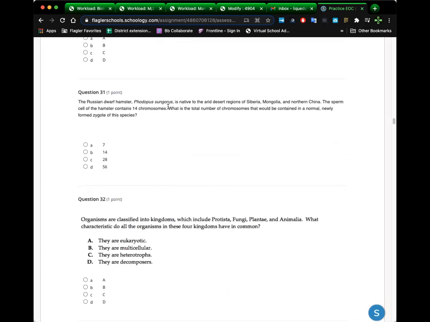All right, chromosome number. Basically, if you're going from sex cell to body cell, you double it. If you're going from body cell to sex cell, you divide in half. That's it. So a sperm cell, a sex cell, is 14. So in the newly formed zygote, which is going to be a body cell, you just double it. So 28.